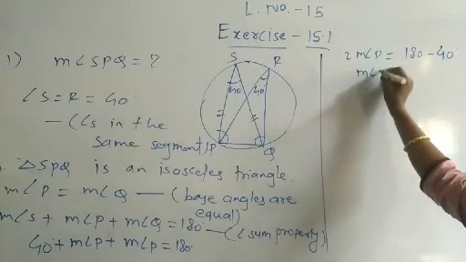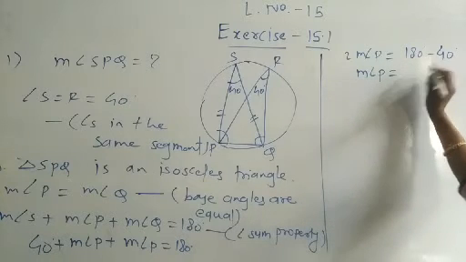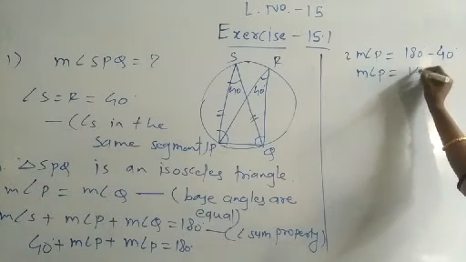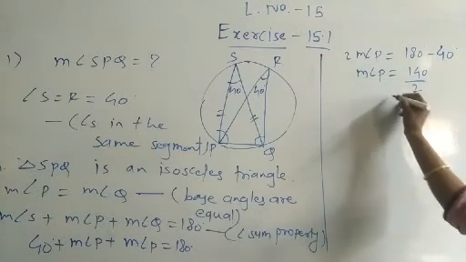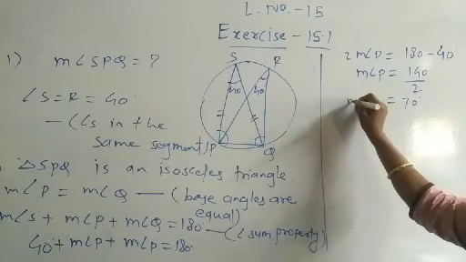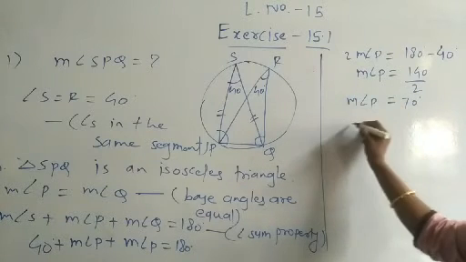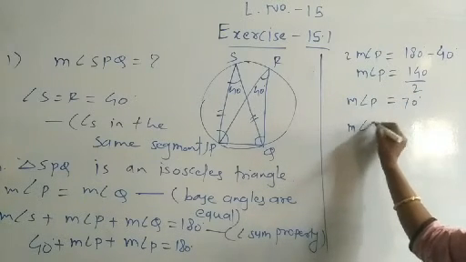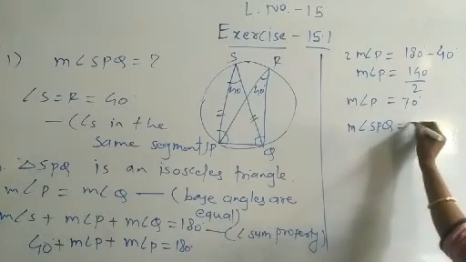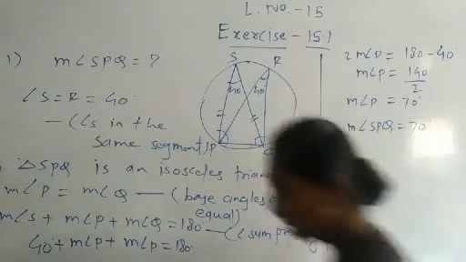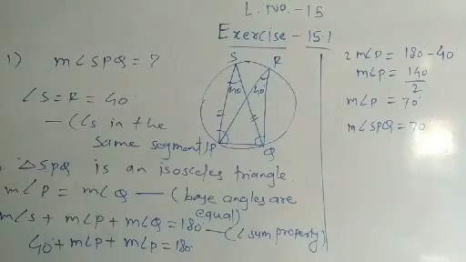So measure angle P is equal to 180 minus 40, 140 degrees, divided by 2. So 70 degrees, which is the measure of angle P, and also measure angle SPQ. You can say that. Okay. So write down the answer of this question. And now the next question.